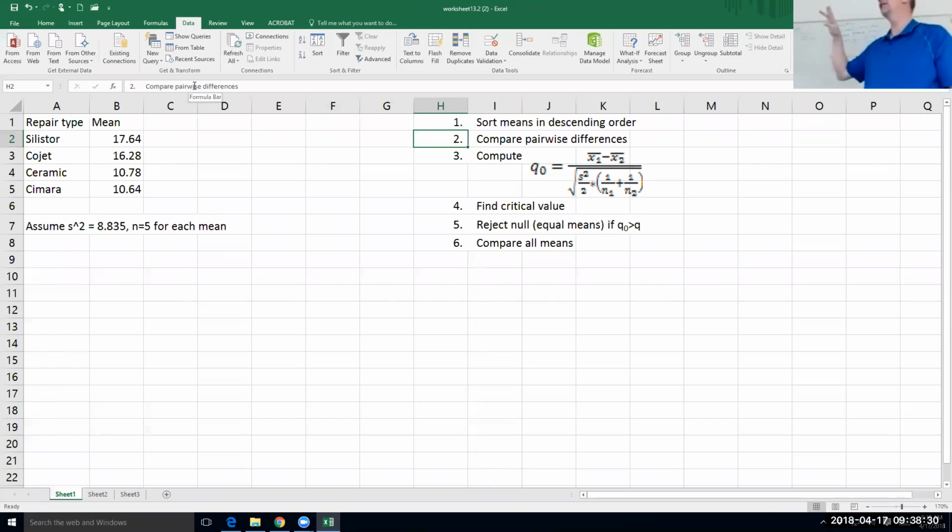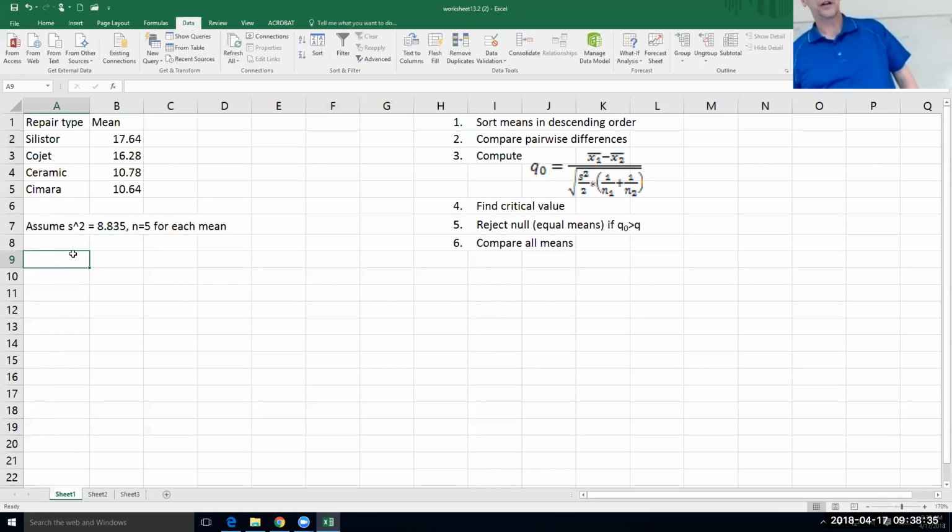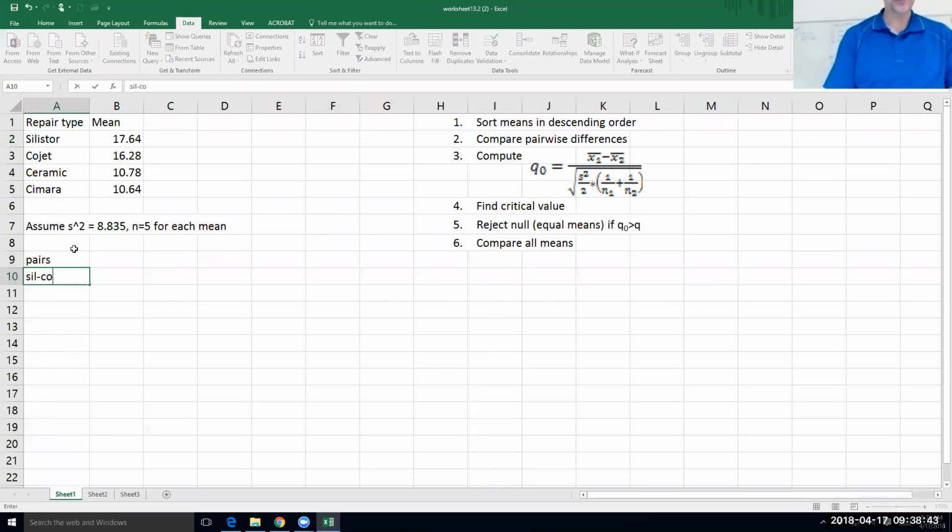Now, in this case, I've got 4 means. Okay? So the idea here is I'm going to do the pairs. So I'm going to do the Sillistor minus the cojet. And then I'm going to do the Sillistor minus the ceramic. And then I'm going to do the Sillistor minus the Samara. Then I'm going to do the cojet minus the ceramic. And I'm going to do the cojet minus the Samara. And then the ceramic minus the Samara.